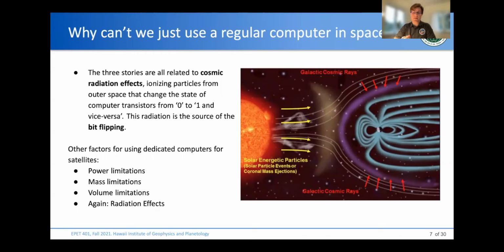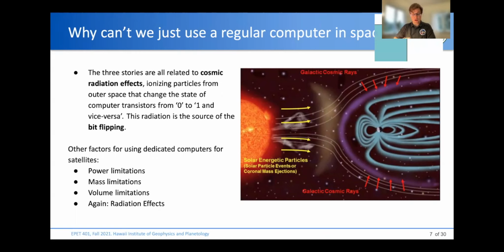But so this is one of the primary concerns. But there's other concerns that we also consider for flight computers. So others are power limitations. We don't have much energy in a small volume when we deploy these little CubeSats. We have mass limitations, volume limitations. So all of these are critical. But of course, radiation effects are the damaging effects that we so much want to avoid.